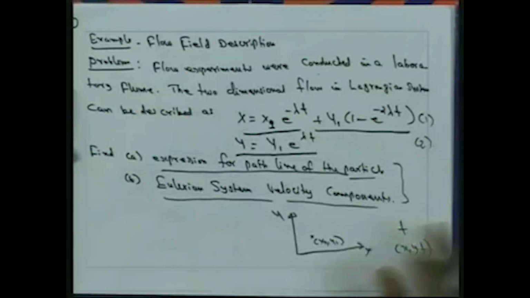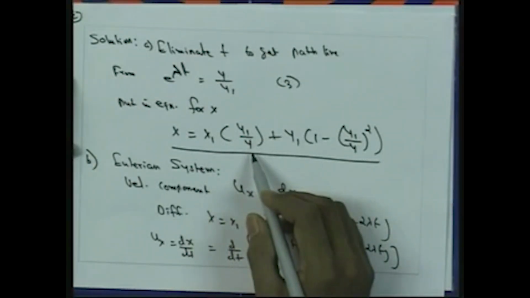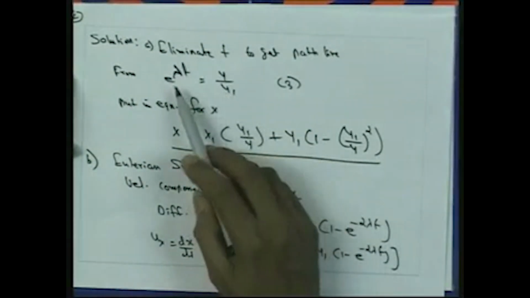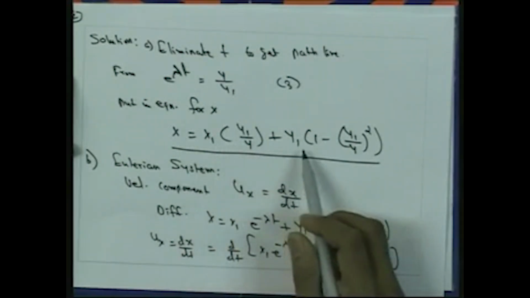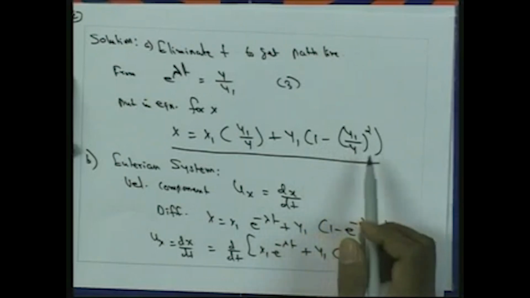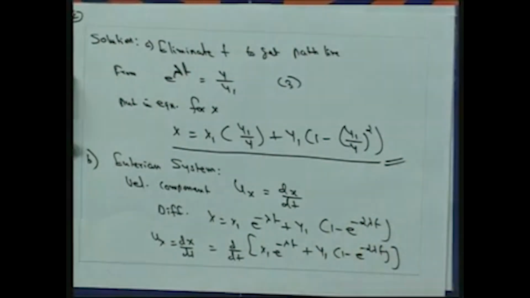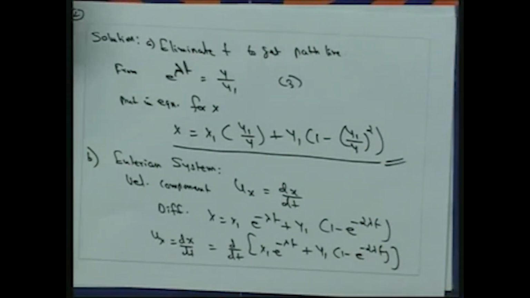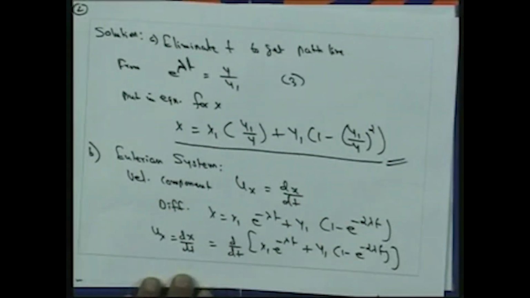So we will substitute back for e to the power lambda t in equation number 1 for the expression for x. Since e to the power lambda t is y by y1, e to the power minus lambda t will be y1 by y. So x is equal to x1 into y1 by y plus y1 into 1 minus y1 by y whole squared. This gives the expression for the path line of the particle in the Lagrangian system. See here, there is no time component involved.